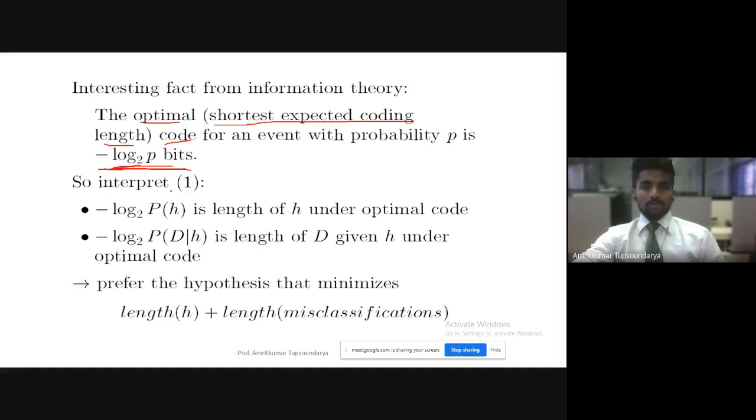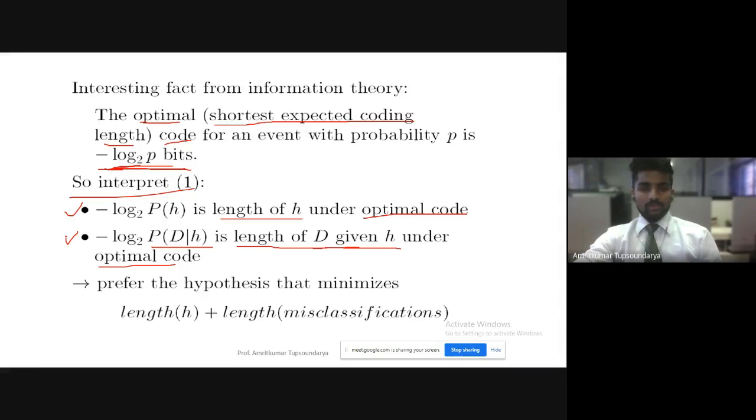So let's interpret it as: minus log to the base 2 p of h is the length of the hypothesis h under optimal code, which is quite obvious. And negative log to the base 2 p of d given h, where d is the training data and h is the hypothesis, is the length of the training data d given the hypothesis h under optimal code. Right? Hope the difference is now clear comparing these two lengths.